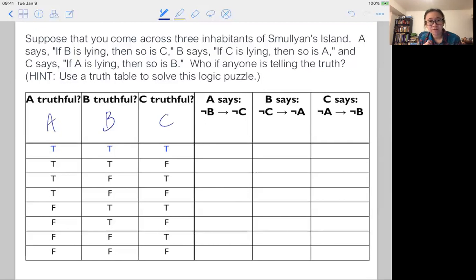And A says, if B is lying, then so is C. So that means not B implies not C. Similarly for B, if C is lying, which is not C, then so is A. That means A is lying, that means not A. And C says, if A is lying, so is B. That is not A implies not B. So what you want to do, and this is where you can pause the video and try to solve this on your own, is try to fill this truth table.